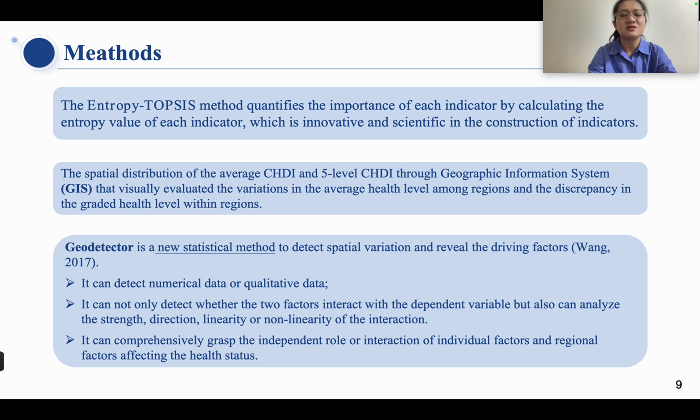Geodetector is a new statistical method to detect spatial variation and reveal the driving factors. This method can detect numerical data or qualitative data. It can not only detect whether two factors interact with the dependent variable, but also analyze the strength, direction, linearity, or non-linearity of the interaction. It can comprehensively grasp the independent role or interaction of individual factors and regional factors affecting the health status.